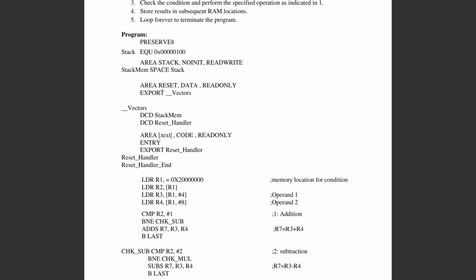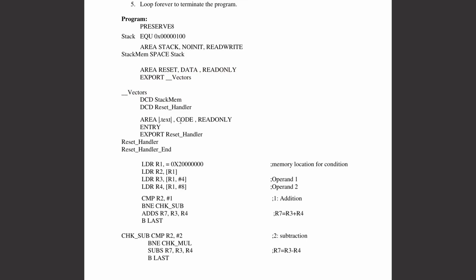Then you have your AREA RESET. Here you have EXPORT __Vectors, and you have DCD StackMem and DCD Reset_Handler. Then this is where your code starts, in AREA |.text|. You have ENTRY, then you export Reset_Handler, and you have Reset_Handler ENDP. Then this is where your program starts.